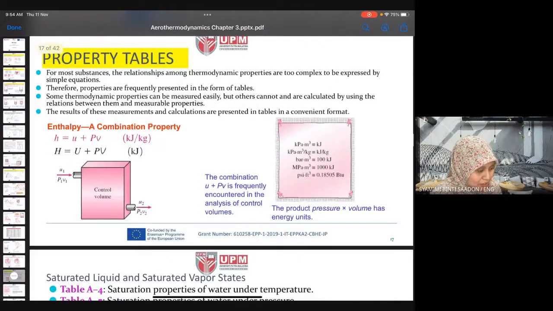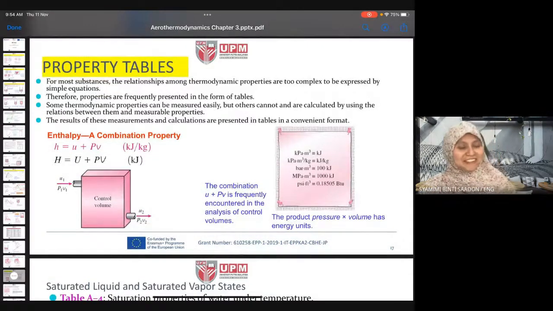Okay, this is more interesting. After you know the definitions of those processes, those different phases, liquid, vapor, solid, we will take a break at 10:15 later on. Okay, property tables.